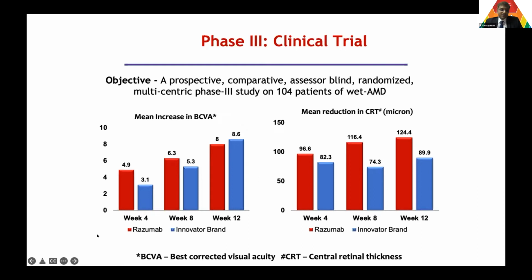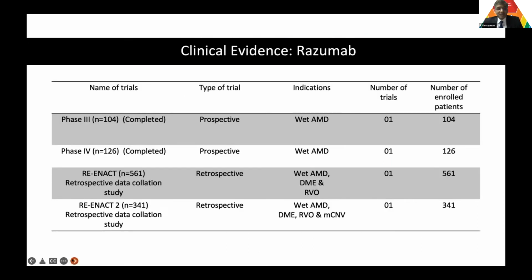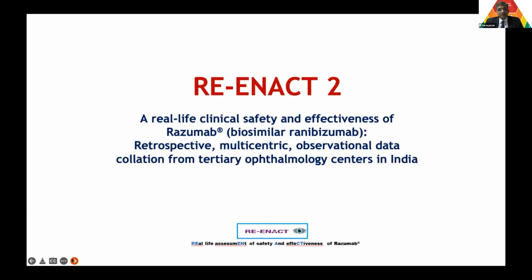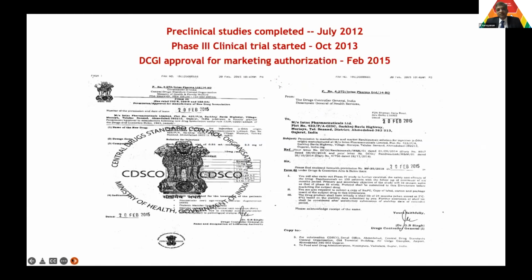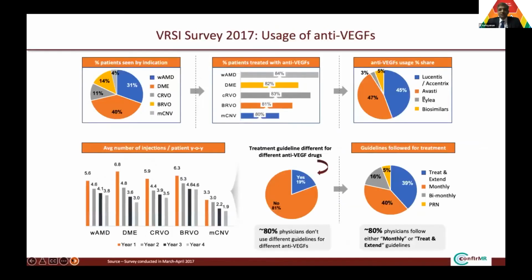So many people would have questions on the sample size. What is the appropriate sample size? Why is it less and directly phase 3? But that's the advantage of biosimilar. There have been other trials with the Razumab molecule, some prospective, some retrospective, but overall it was proven to be safe and efficacious, including in the Re-enact 2, where it was found to be very similar to the innovator molecule.